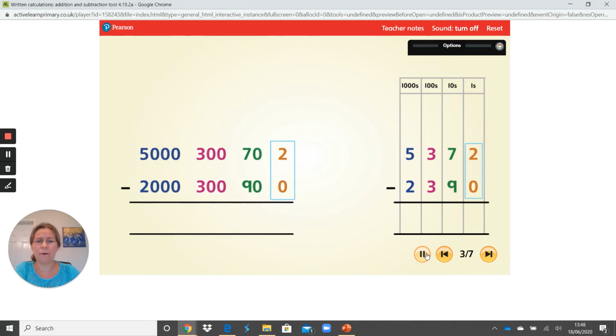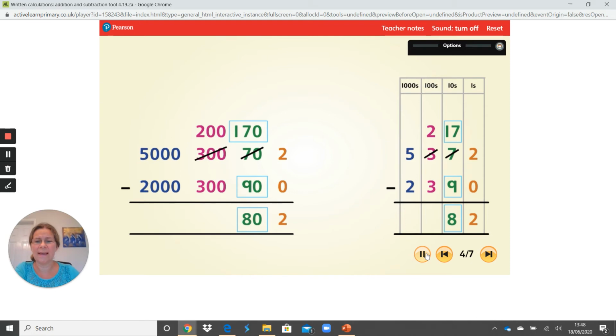2 take away 0 is 2. 70, take away 90. I can't do that. I'm going to move 100 across and reduce it there. 170, take away 90 is 80. 200, take away 300. I can't do it. I must go to the thousands now and move 1,000 across.